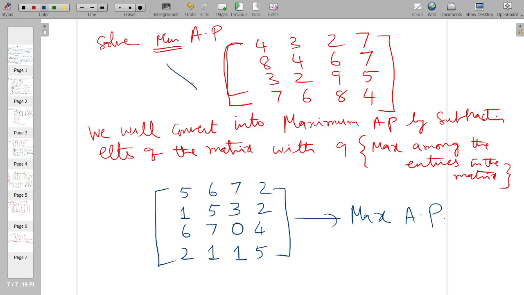So you can convert a minimum assignment problem into a maximum assignment problem, or use the same process to convert a maximum assignment problem to a minimum assignment problem. This is a maximum assignment problem. So if you want to convert this maximum assignment problem into a minimum assignment problem, you take the maximum element in the given matrix and then do it. So that would be converted into a minimum assignment problem. So you'll have the same solution.